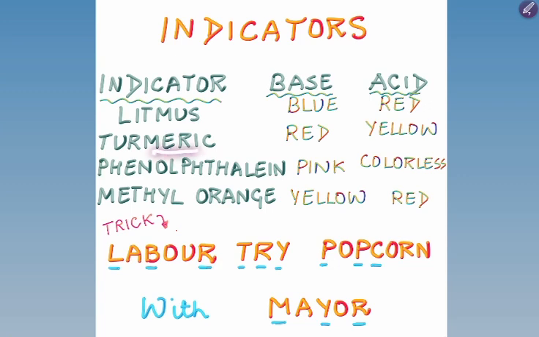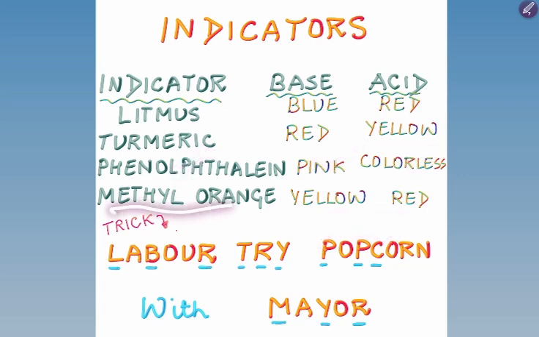Next is turmeric. So I will go for "Try." So this T stands for turmeric, R stands for red and Y stands for yellow. So hence this color is also done. Next is phenolphthalein. So I will go for "Popcorn." So this P stands for phenolphthalein. Again P stands for pink and C stands for colorless.